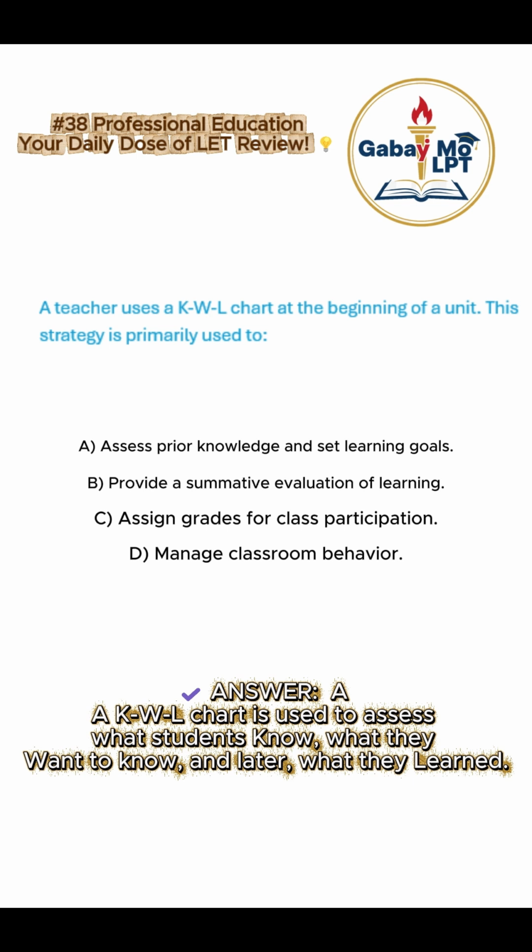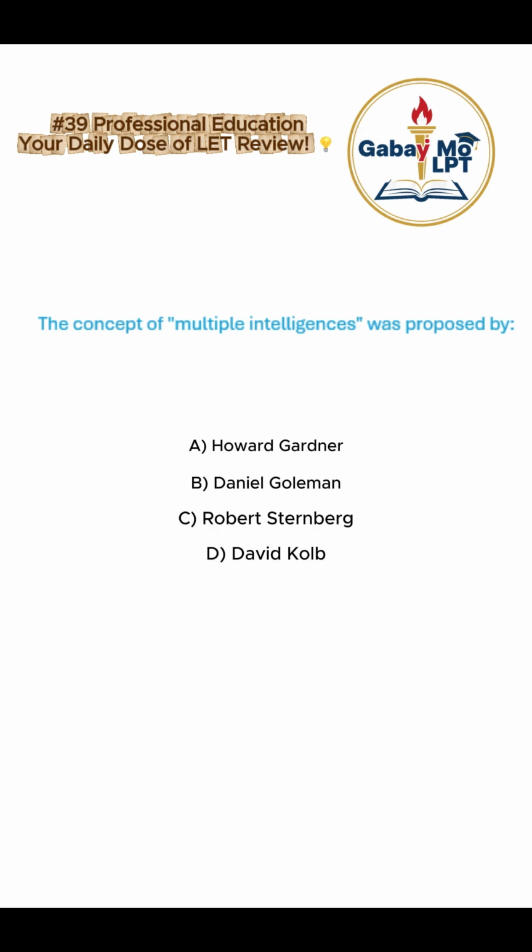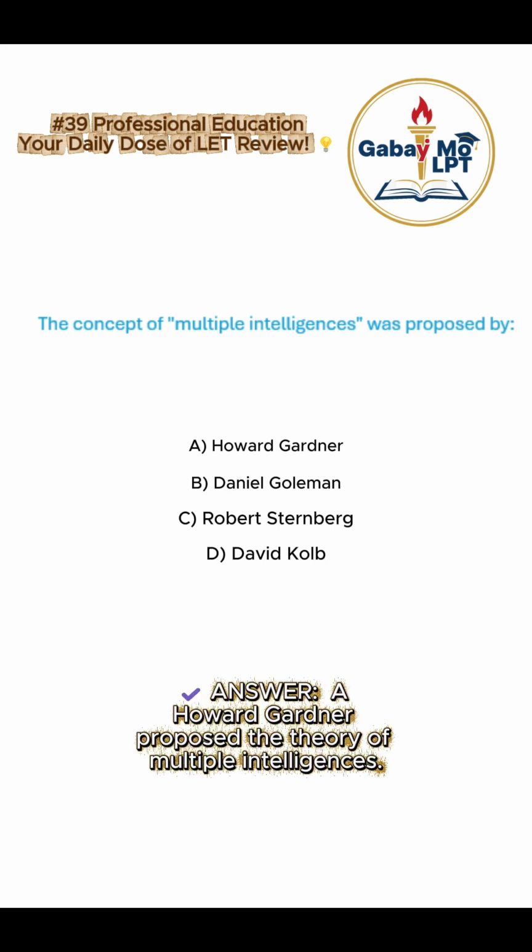what they learned. The concept of multiple intelligences was proposed by: A. Howard Gardner. B. Daniel Goleman. C. Robert Sternberg. D. David Kolb. Answer: A. Howard Gardner proposed the theory of multiple intelligences. While Daniel Goleman is known for emotional intelligence, Robert Sternberg proposed the triarchic theory of intelligence. David Kolb proposed a theory of learning styles.